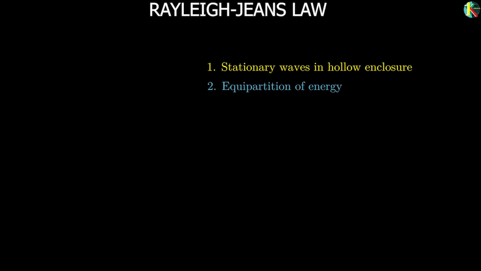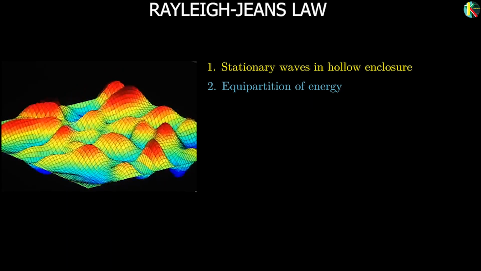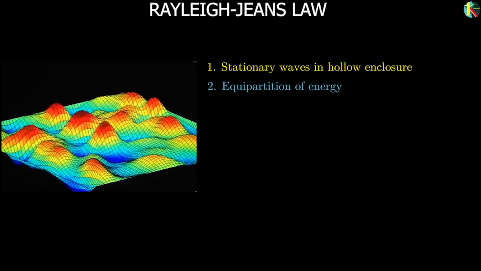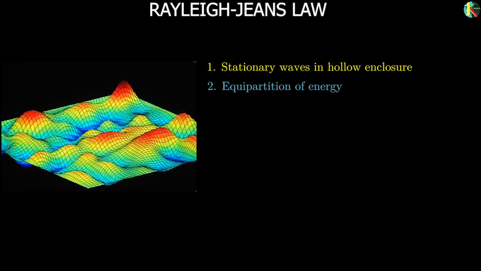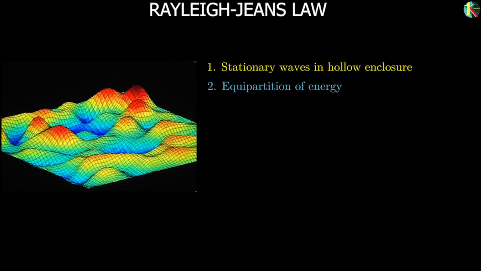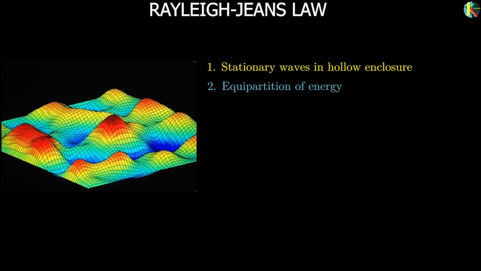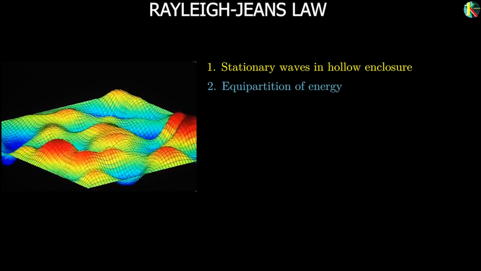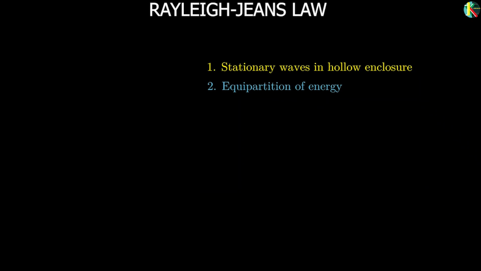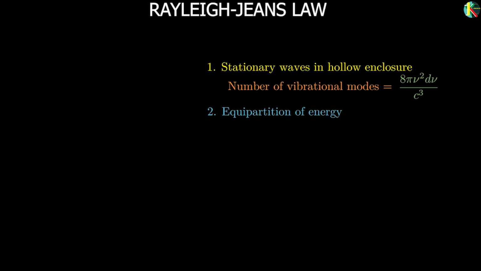The blackbody chamber is filled with diffuse radiation of all frequencies between nu and nu plus d nu. This radiation is composed of EM waves in space. They are reflected time and again from the walls, forming stationary waves in the space of the enclosure. Rayleigh showed that the number of vibrational modes for frequency between nu and nu plus d nu per unit volume is equal to 8 pi nu square d nu by c cube. If you want a detailed derivation of this, check out the description.